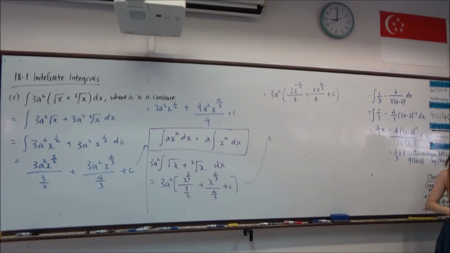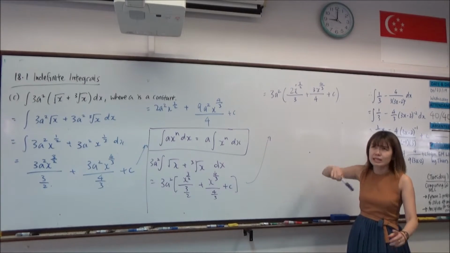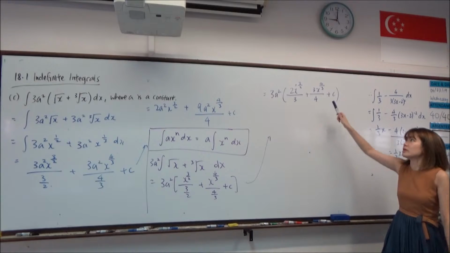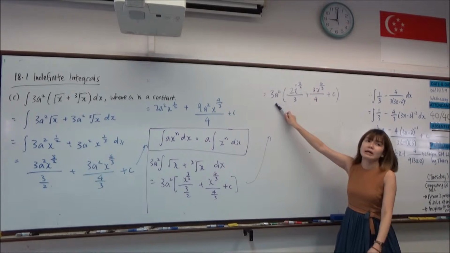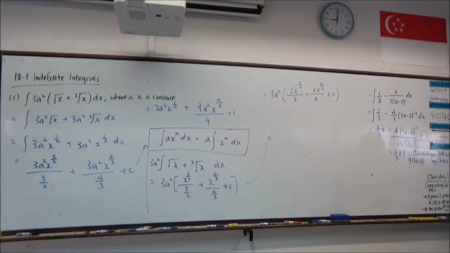You could present the answer in this manner, or otherwise you could expand it, which is also fine. The answer is the same as well, but the value of C in both cases would mean a different thing. This C itself would maybe be a certain number, whereas for this C, you have to multiply by 3a squared to make it equivalent.